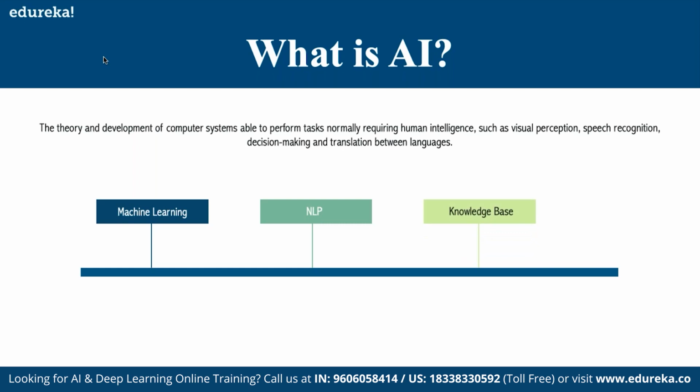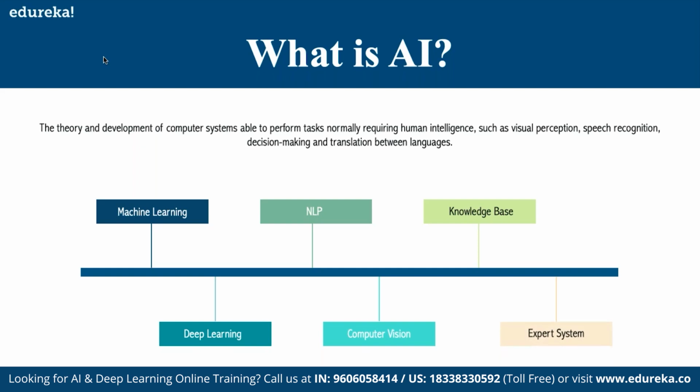So we have pillars for AI. I'll go one by one through all the pillars, what exactly is machine learning, deep learning. I've given you the basics of machine learning, but I'll still explain what is machine learning.